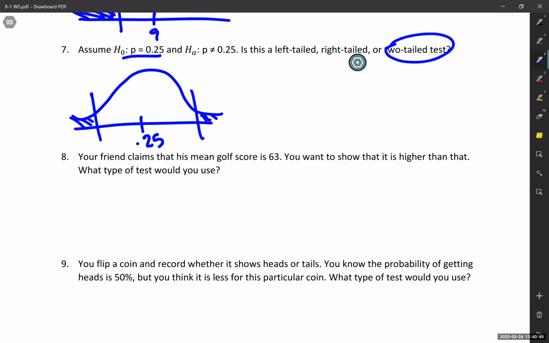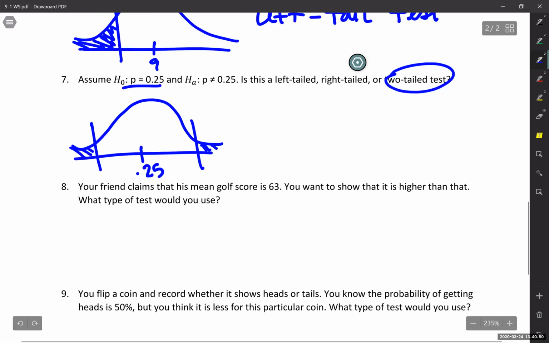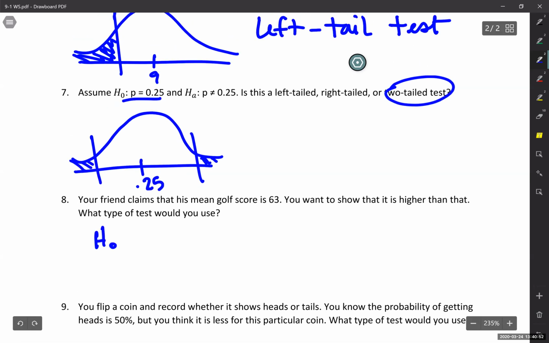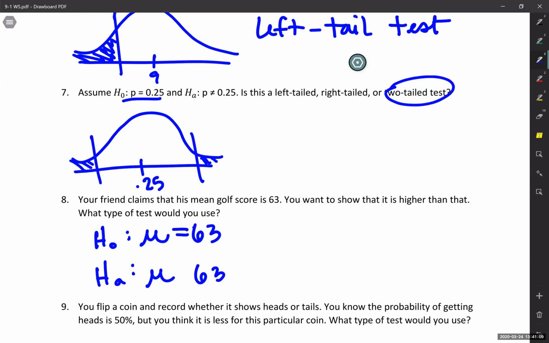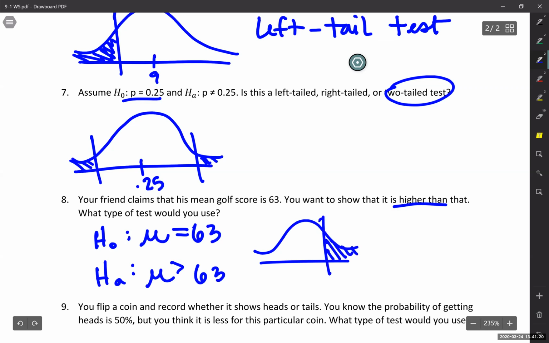Okay, so now I don't have it written out so obviously, I don't have the null and alternative, so I'm going to go ahead and write those first. So for this problem, I'm looking at the mean, and the number given is 63. Null is always equal, and what we're trying to test here is that it's higher than or greater than, and so greater than is over here on the right, so this is a right tail test.